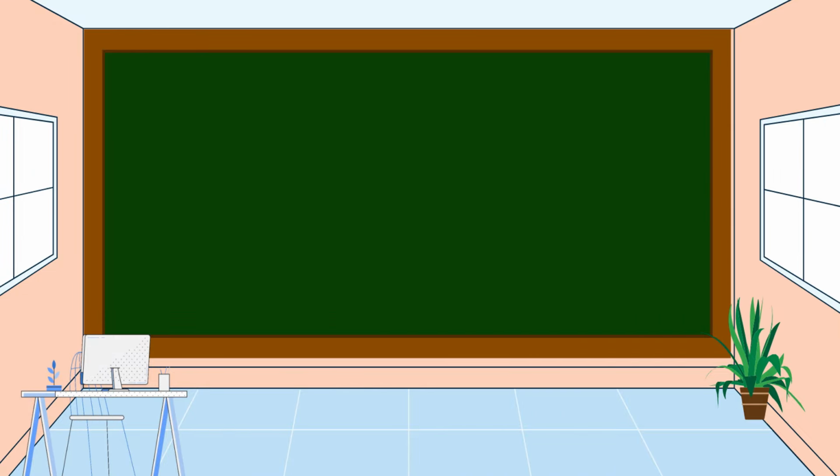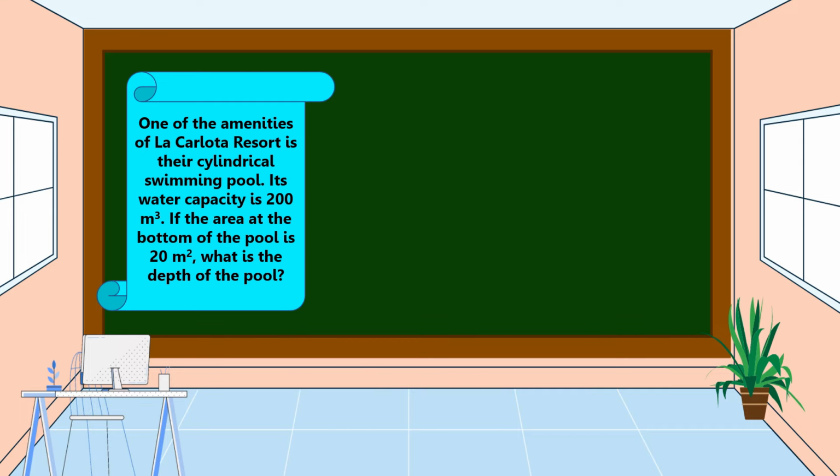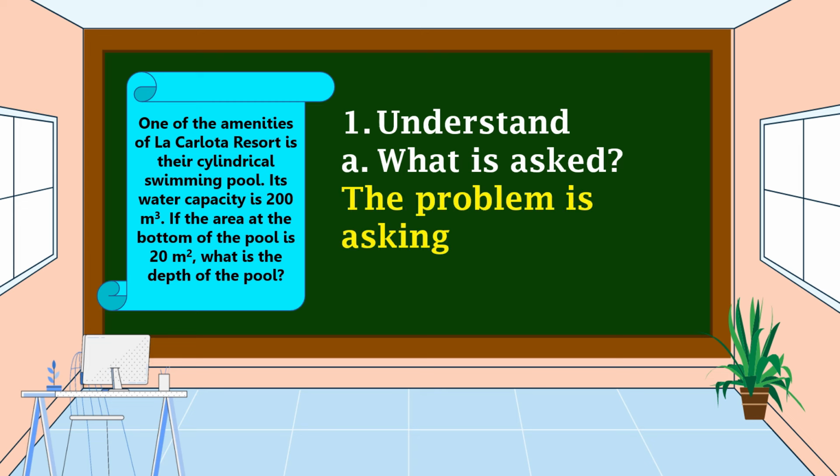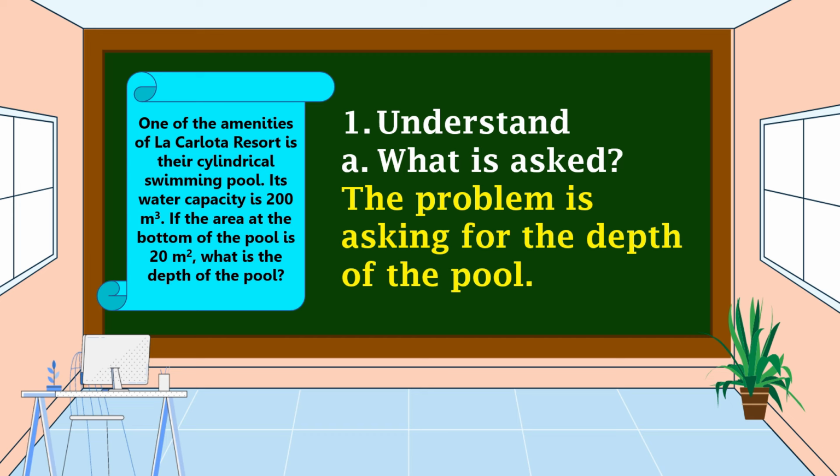How are we going to solve the problem? Yes, you are right. We're going to use the four-step plan. What is the first step? All right, the first step is we're going to understand the problem. We should know what is asked. So, what is asked in this problem? Yes, the problem is asking for the depth of the pool.